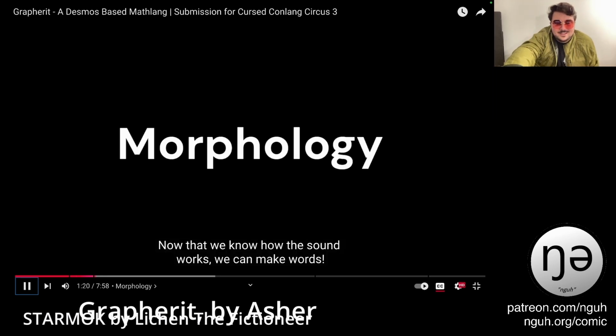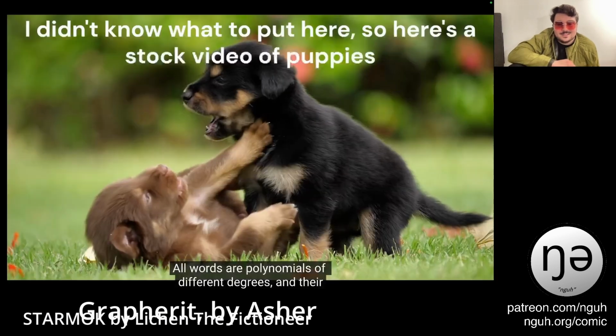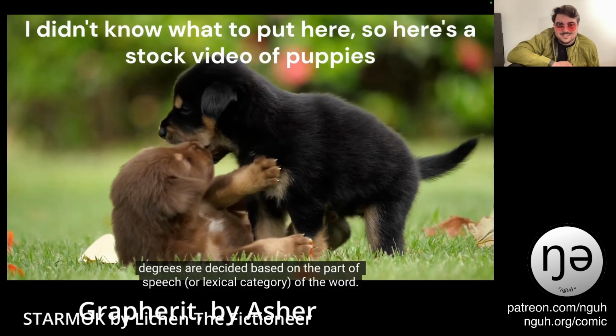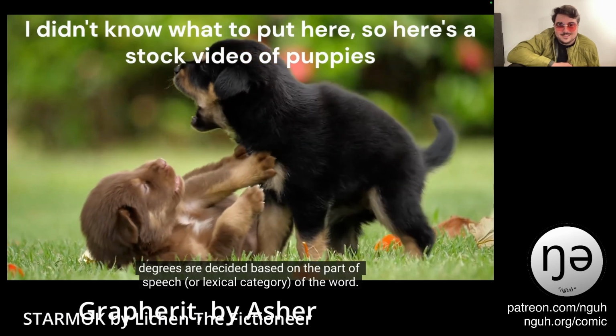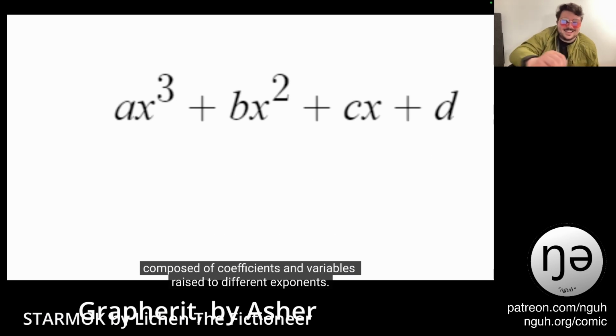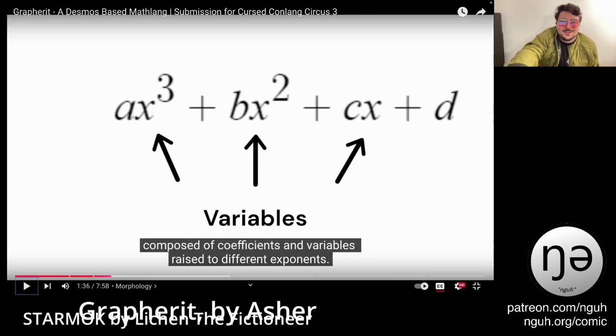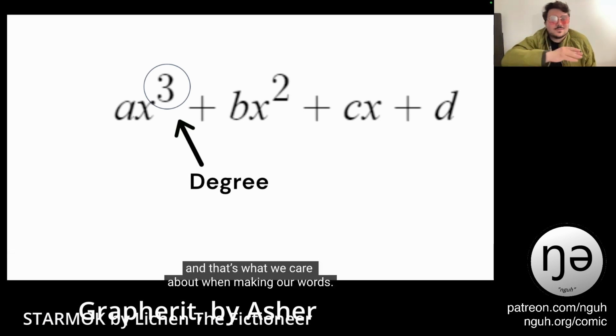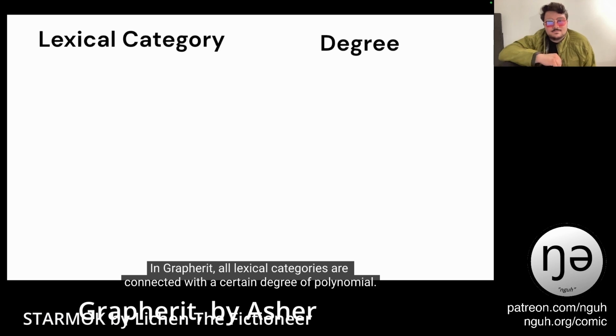Now that we know how the sound works, we can make words. All words are polynomials of different degrees, and their degrees are decided based on the part of speech or lexical category of the word. For those of you who don't know, a polynomial is an expression composed of coefficients and variables. The highest power of the variable in a polynomial is known as the degree of the polynomial, and that's what we care about when making our words. In Grapherit, all lexical categories are connected with a certain degree of polynomial.